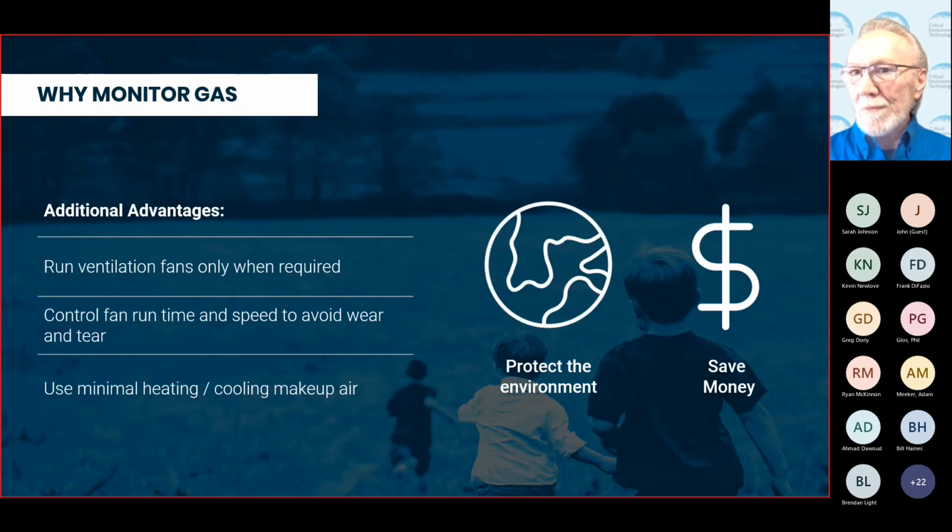So in doing so, you get to run the ventilation fans only when required at high speed. You get to control fan runtime and avoid wear and tear on the ventilation components. And more importantly, you're using minimal heating and cooling energy for the makeup air that you have to bring into the building when you're ventilating air out of the building. So you're not only protecting the environment, but you're saving money. You're not writing blank checks to the utility companies because you're purging 100,000 cubic feet of air out of a building envelope when an unsafe level of either toxic or flammable or explosive gas is built up. You're controlling those concentrations through minimum ventilation.